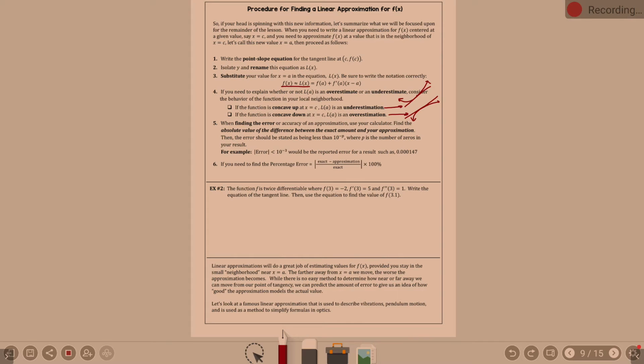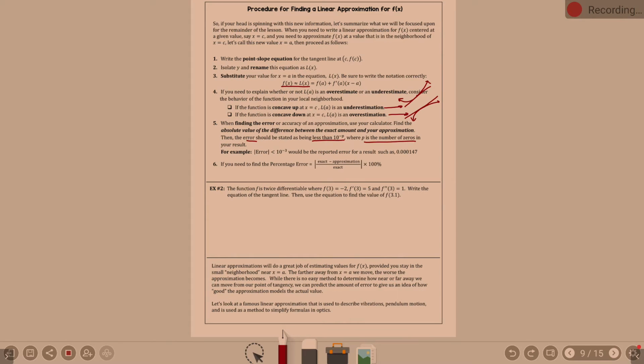When finding error or accuracy in an approximation, we'll use a calculator. We'll find the absolute value of the difference between the exact amount and your approximation. And when we talk about error, it'll be stated as less than 10 to some negative power, where that power is the number of zeros in your result.